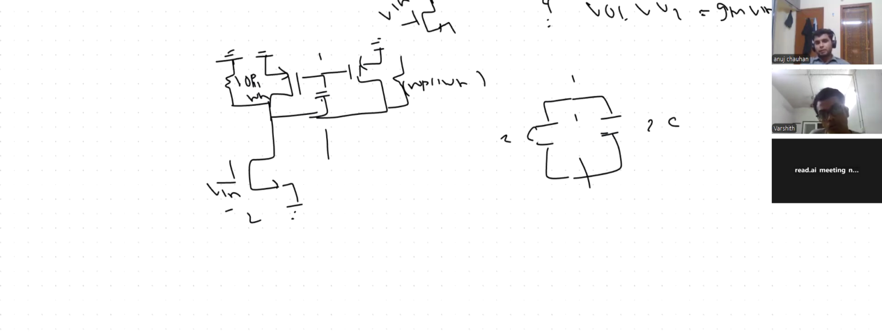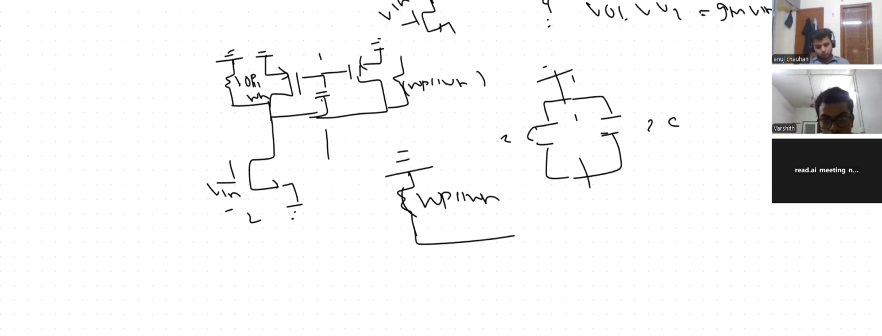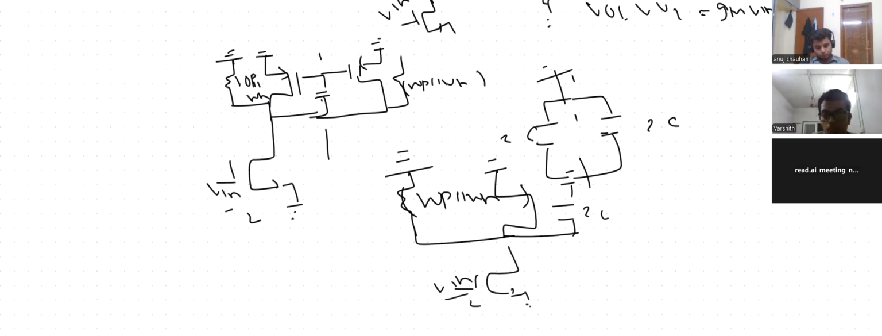Can you draw the half circuit? Complete structure half circuit. An extra impedance will be added, sir. 1 by 2SC.